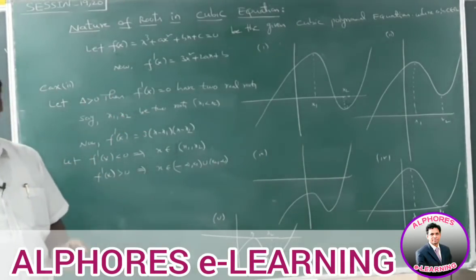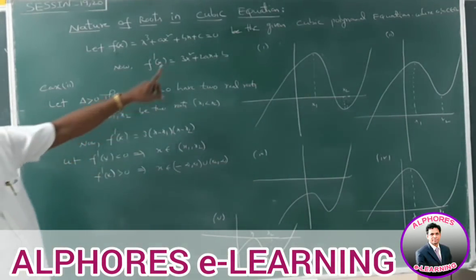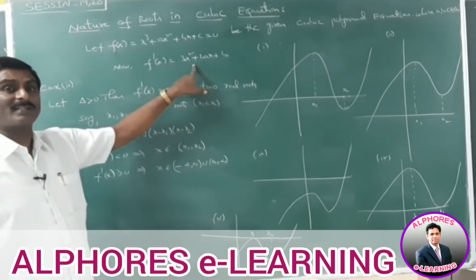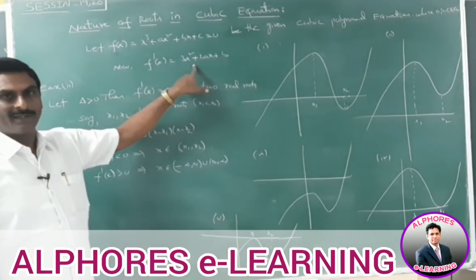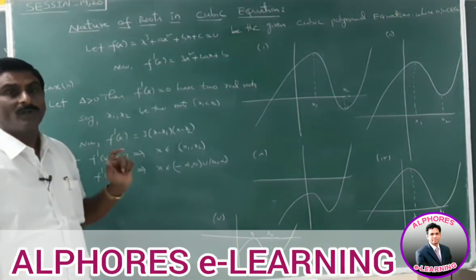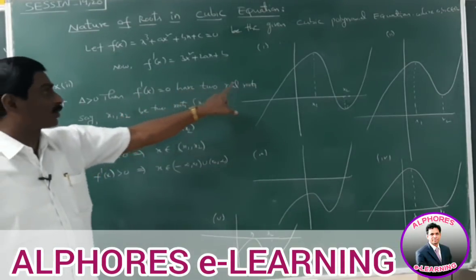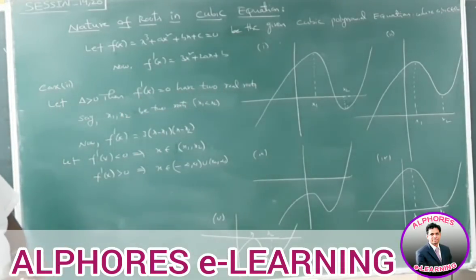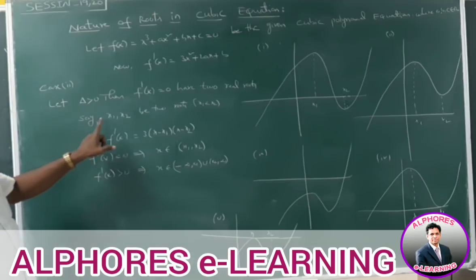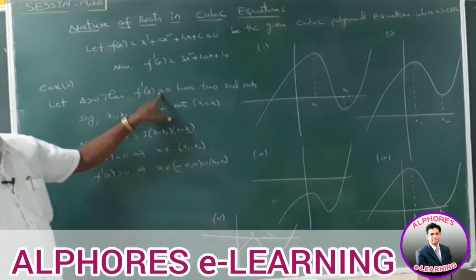Discriminant greater than 0 in f dash x equal to 0. F dash x means it is the quadratic. If delta is greater than 0, it has 2 real and distinct roots. So f dash x equal to 0 has 2 real roots. Say x1, x2 are the 2 roots of that equation f dash x equal to 0.